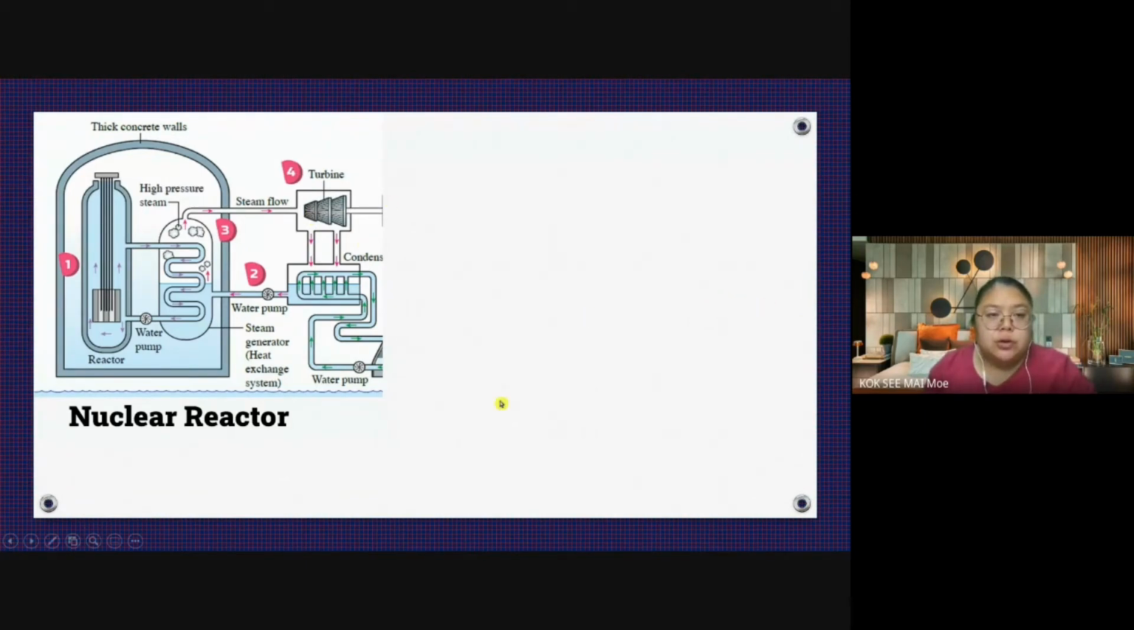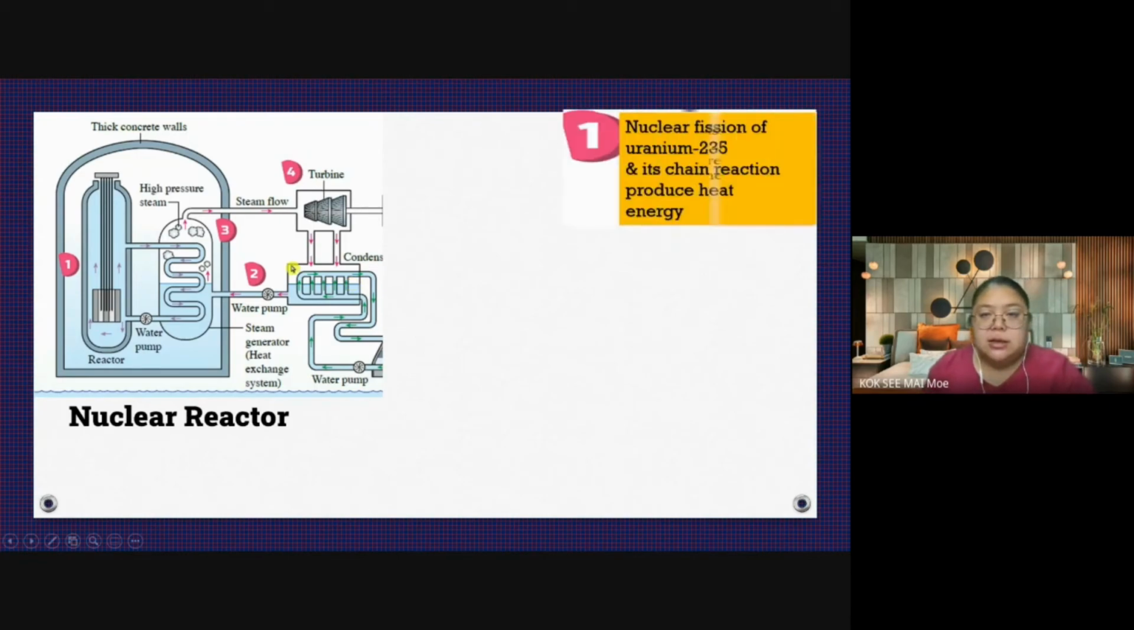We go through two parts first, because a nuclear power station can be separated into two parts. One part we call the nuclear reactor, which means they do the nuclear fission. The second part we call the generator, which means they generate electricity. So we go through the first part. Nuclear fission happens at part 1, for the uranium. They use uranium, and the chain reaction also produces heat energy.